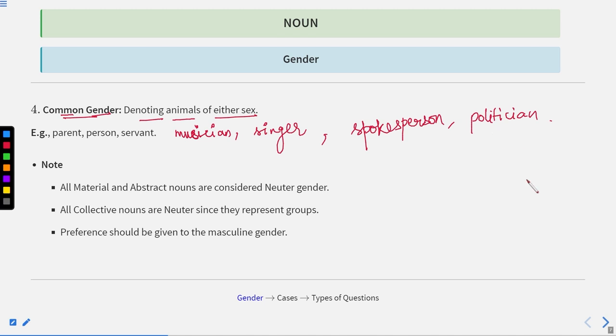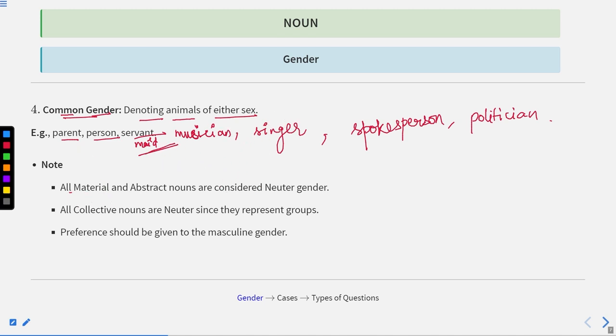he is of either sex, but we don't know whom we are talking about. For example, parent, person, servant. These are the words which can be used for both male as well as female. So this is actually the correct word. However, servant can have a female counterpart, that is maid. However, servant is also used for both male and female. But if there is maid servant, maid means the lady servant.